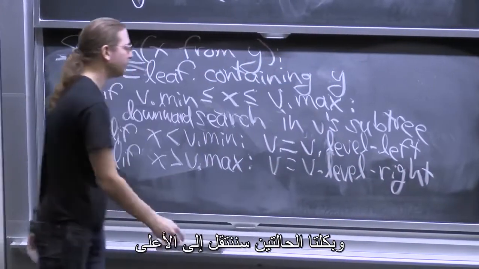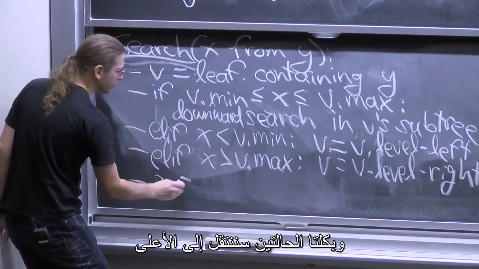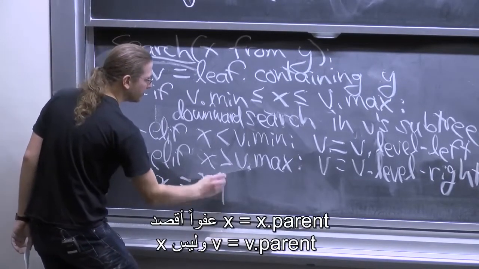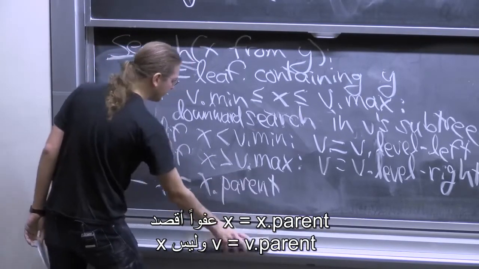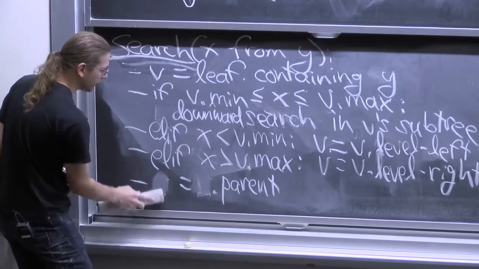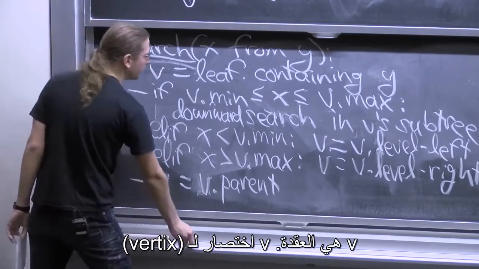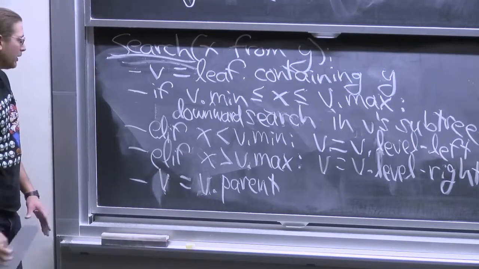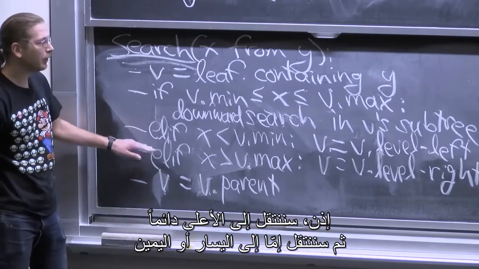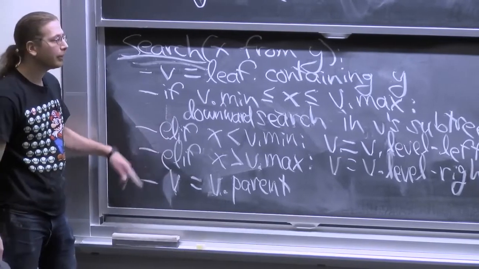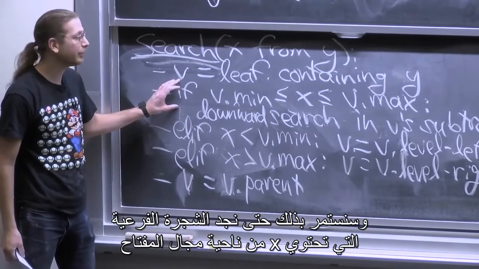And in both cases, we're going to go up. X equals x dot parent. Whoops. V equals v dot parent. X is not changing here. X is a key we're searching for. V is the node. V for vertex. So we're always going to go up, and then we're going to go either left or right. And we're going to keep doing that until we find a subtree that contains x in terms of key range.